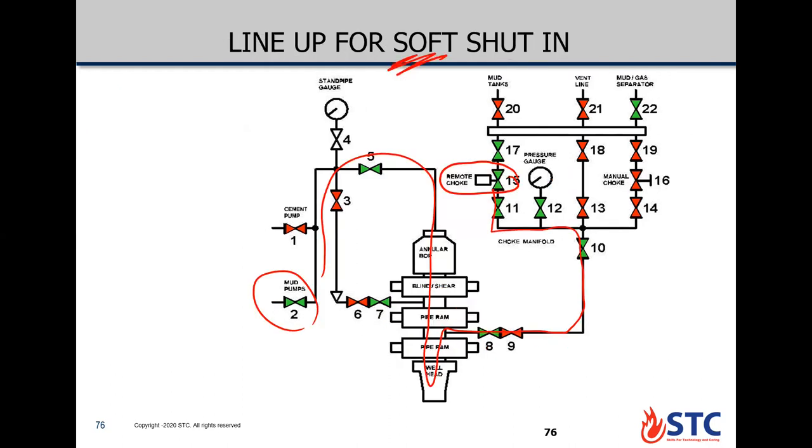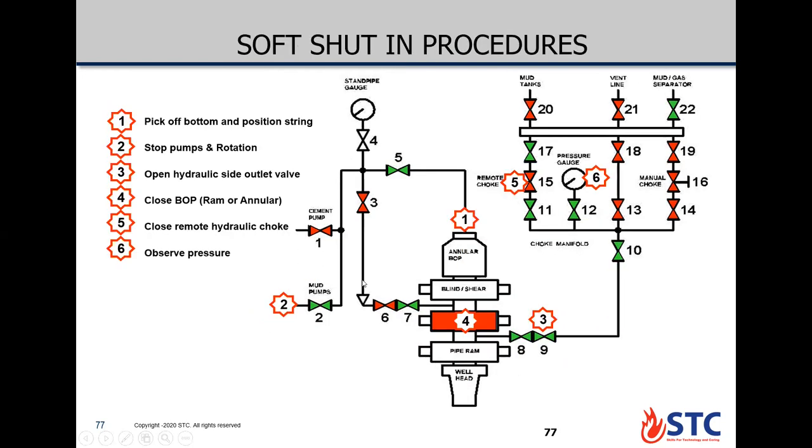Okay, good. Now for soft shut-in procedure, we're gonna make the same thing: pick up off bottom and position string, making space out, stop pumping and rotation. Then here, open HCR valve because your formation may be weak, okay? Will not have good strength enough, okay? So we need to open HCR first to give a way for the fluid, okay? Then close our BOP, then close the remote choke and start to observe your pressure.